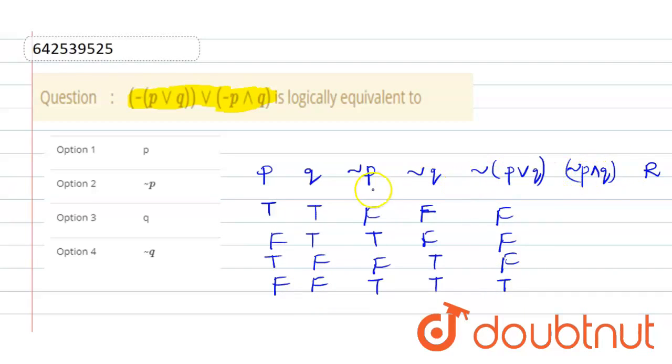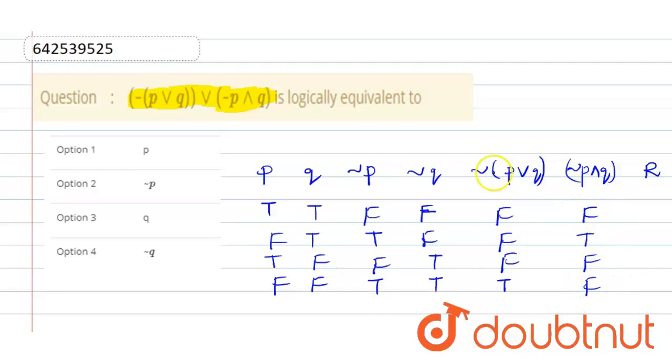Here we can see negation of P and Q. Negation of false and true, here we get false. Negation of true and true, here we get true. Negation of false and false, here we get false. Here negation of P, that means true and false, here we get false.